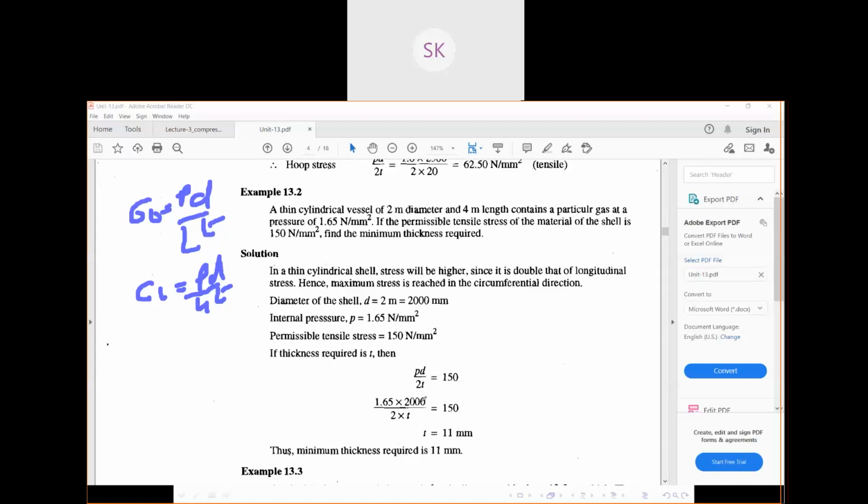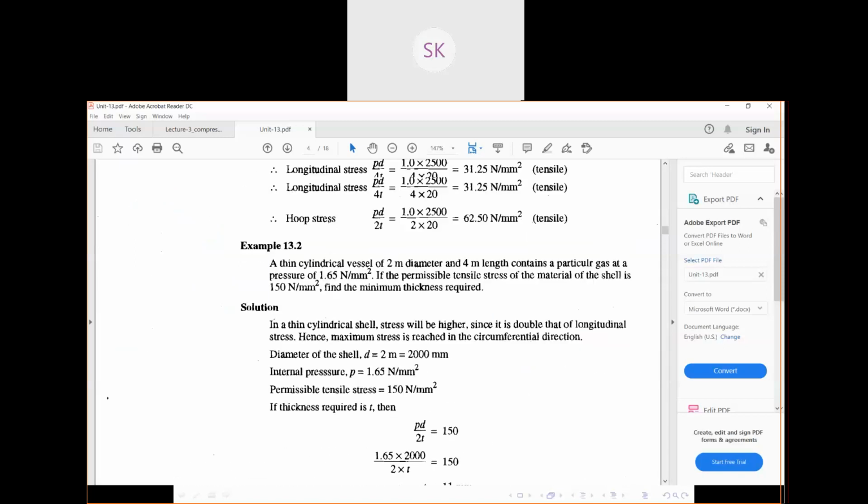So P is given to you, D is given to you, 2 is given to you, T you have to find, and you equate with 150. You can ask me, ma'am, why you have not used PD by 4T. You could have used this value, but I'm saying that you need to find the minimum required thickness. So the thickness is minimum when this value is more, and comparing sigma theta and sigma L, sigma theta is more. We have discussed recently that sigma theta is always greater than sigma L by twice, right? So when this value is more, the thickness will automatically be less because they are inversely proportional. That's why I've taken this formula. So put the values, you will get T as 11 mm. Okay. So that's it for today, for this class.